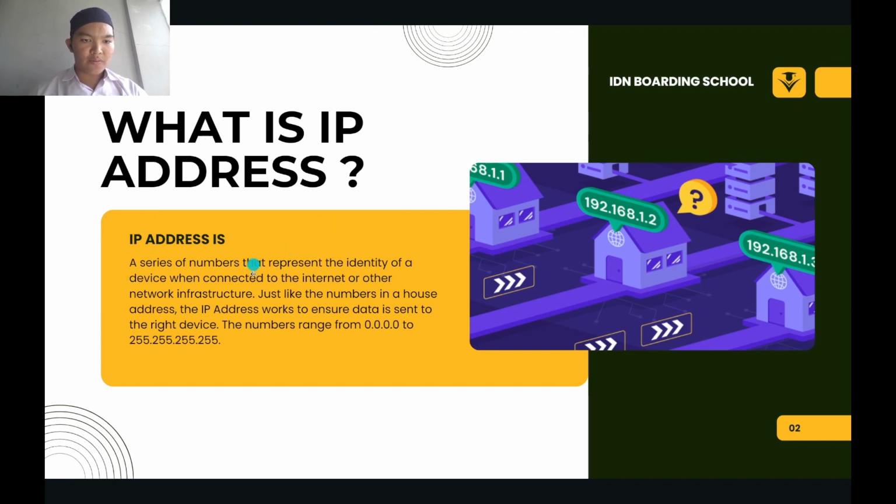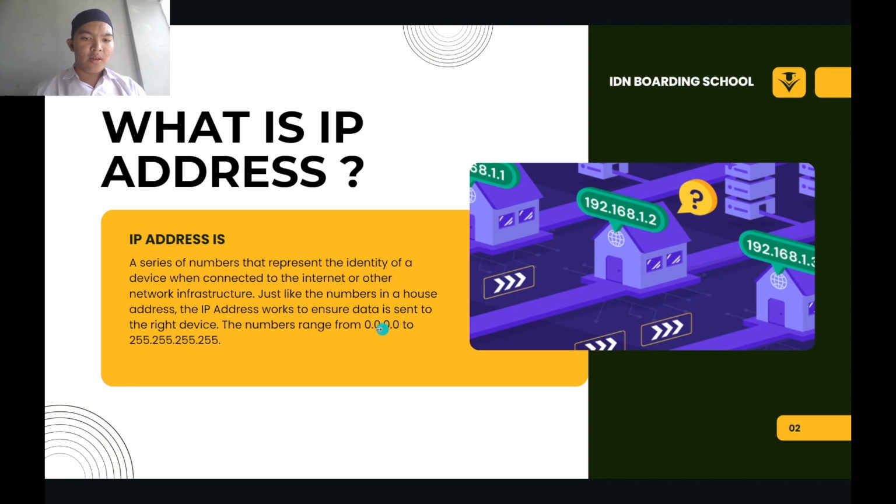So an IP address is a set of numbers that represents the identity of a device when connected to the internet or other network infrastructure. The IP address that you see on a website is the website's identity in numbers, just like the number in a house address. The IP address works to ensure data is sent to the right device. The number ranges from 0.0.0.0 to 255.255.255.255.